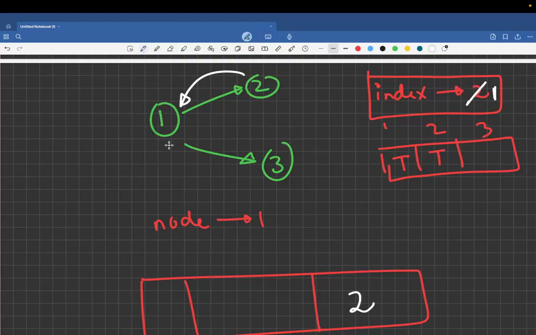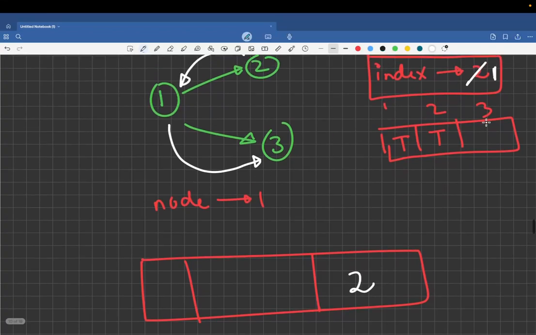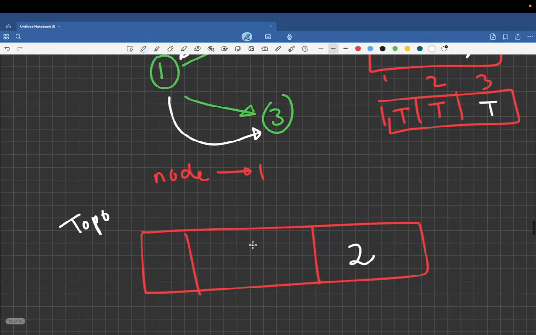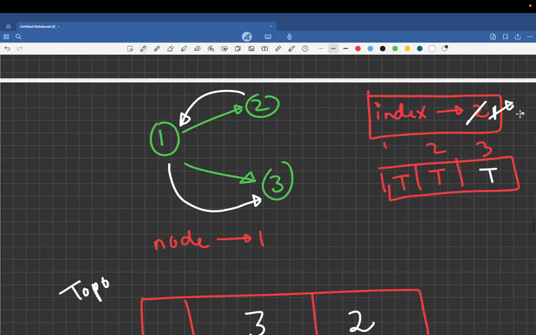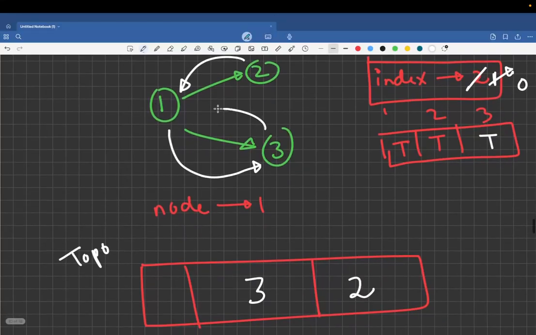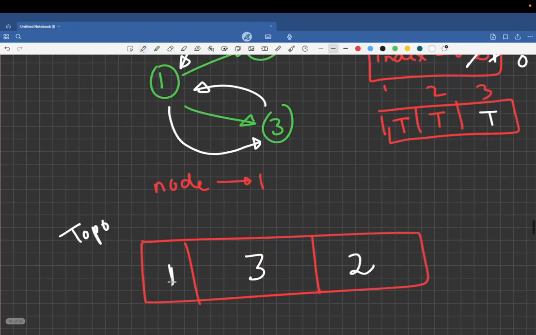Once I return, now I will call the next adjacent node, which is 3. I called 3, marked 3 as visited, and saw that there are no adjacent nodes to 3. So I will now push 3 inside my topo vector. The current value of index is 1, so at index 1 I push 3, and I subtract the value of index, so the value of index becomes 0. Now I return again, no more adjacent nodes, so at index 0 I simply insert 1. So this is how my topo vector will look after a simple DFS.